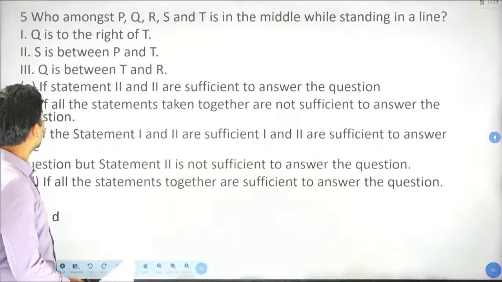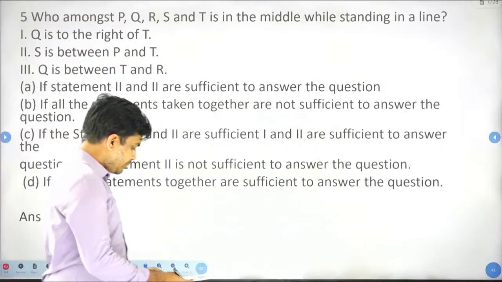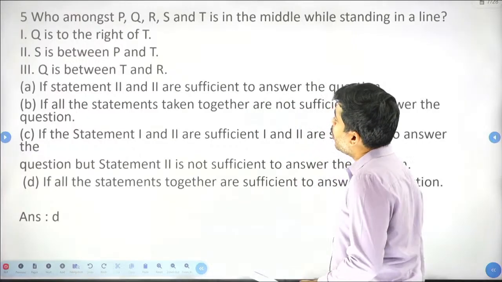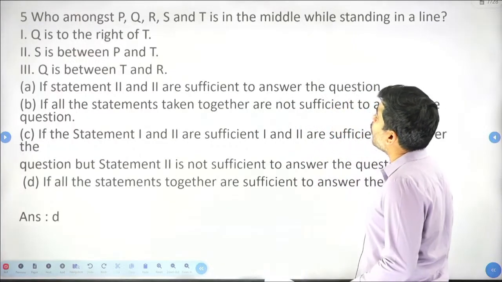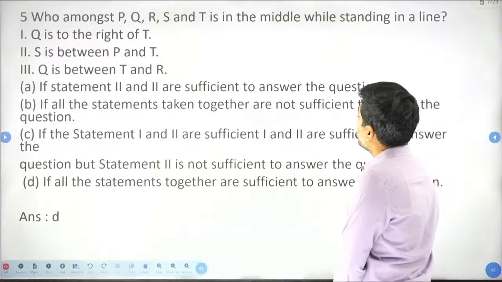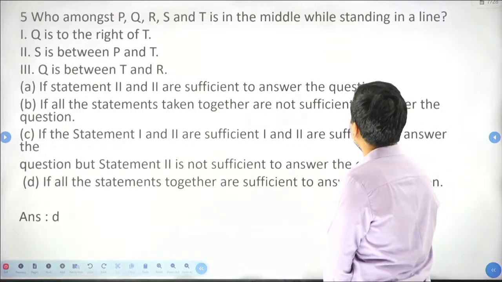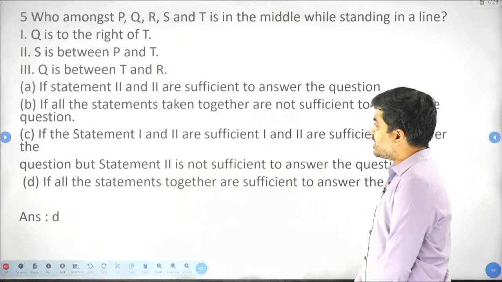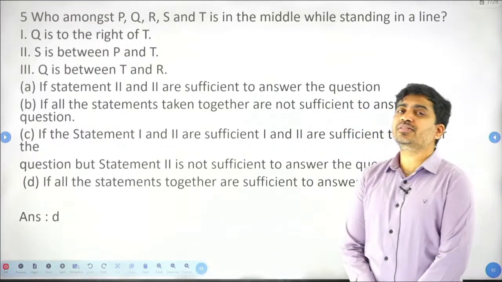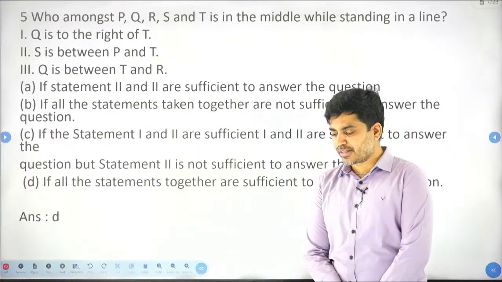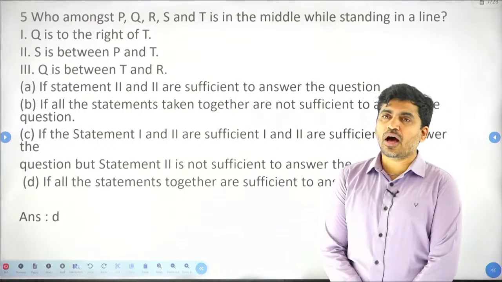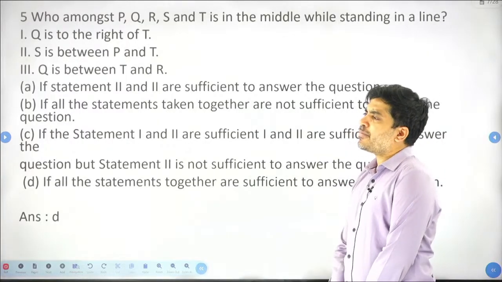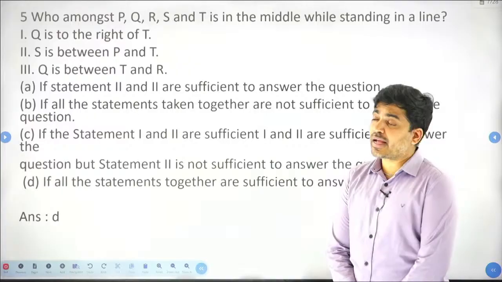Next one, question number 5. What is given here? Who among P, Q, R, S, T is in the middle while standing in a line? Okay. So question is, they are asking who is the middle person. This is, you can say, question from puzzle or seating arrangement. Okay. So based on the given statements, we need to develop the diagram.